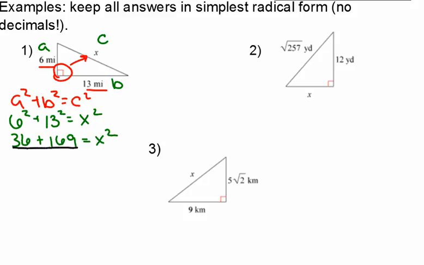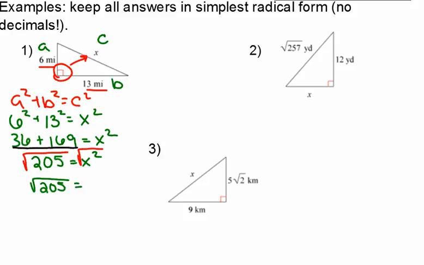Let's simplify that left side. So we're going to take the 169 plus the 36 to give us 205 is equal to x squared. We need to find x, not x squared. So to get rid of a square, we do the opposite. So we need to take the square root of x squared and take the square root of 205. The square root of 205 is just the square root of 205. It cannot simplify any further.